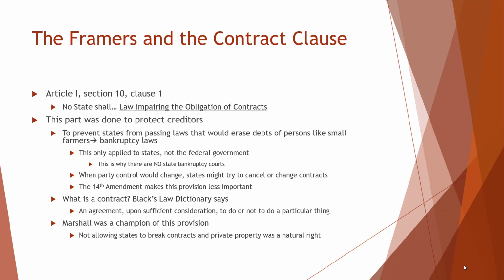So remember that our current Constitution is our second Constitution. The Articles of Confederation were our first. It didn't go over that well. So there were a lot of problems that led to our current Constitution.